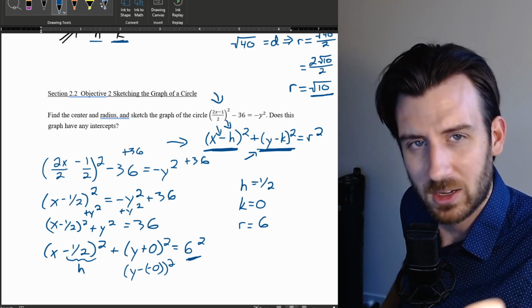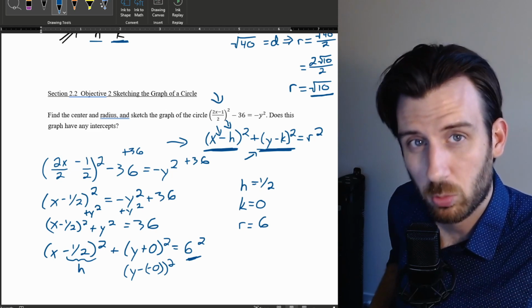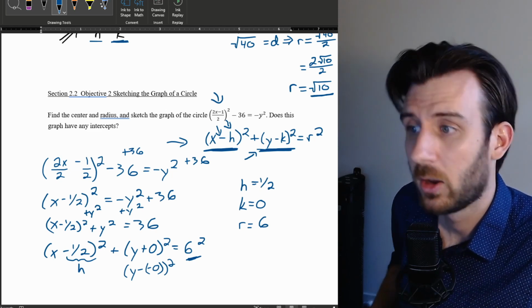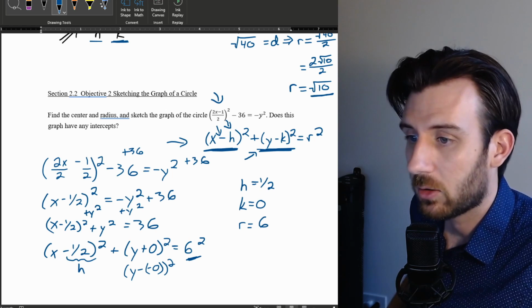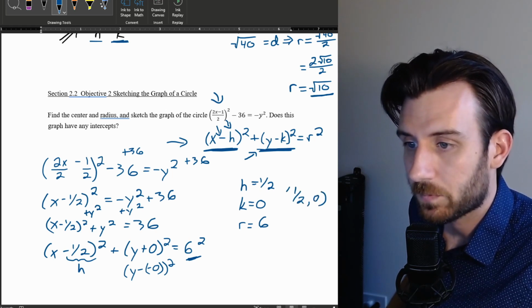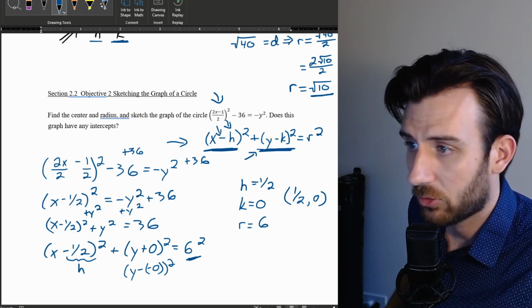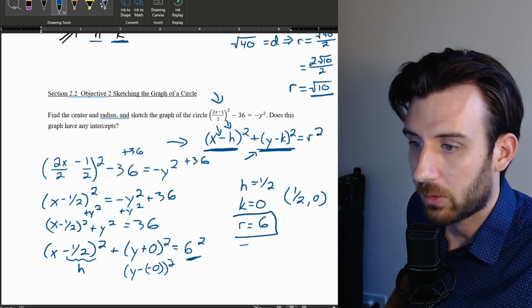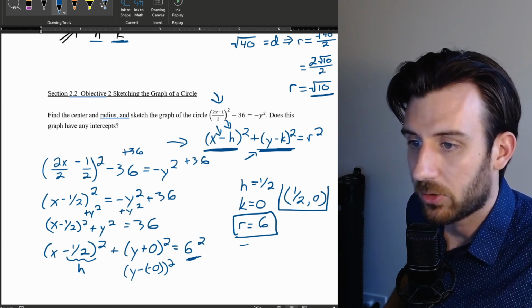So there's a lot to keep track of there. What are we talking about that's in the structure? What are we talking about that's actually the numbers? So, find the center. Got it. The center would be at h comma k, which is 1/2 comma 0. Sketch the graph of the circle, or find the radius. Found the radius. Got that right there. So radius, here's my center.